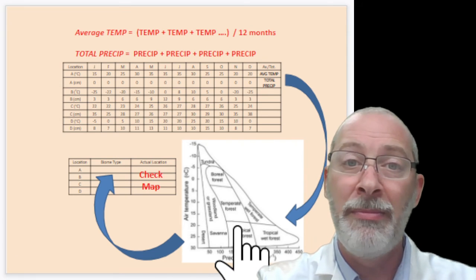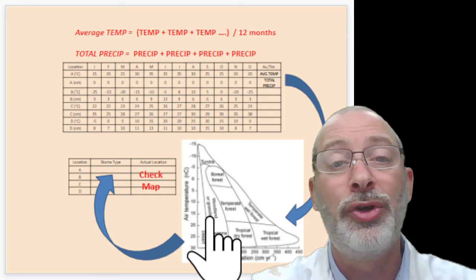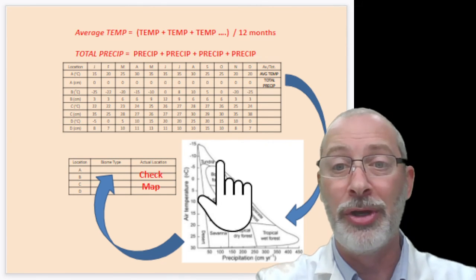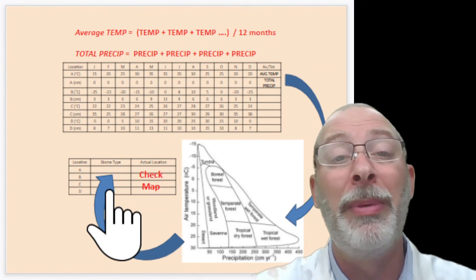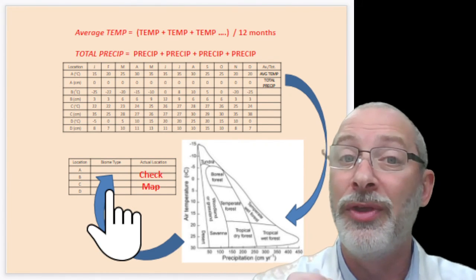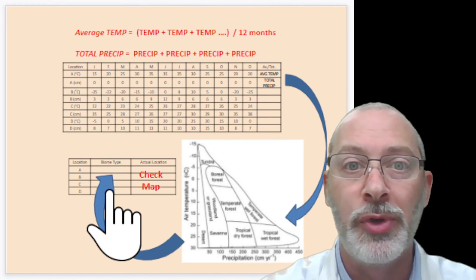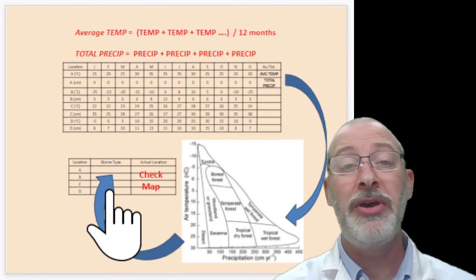Use those two numbers on the x and the y axis on your graph to determine what that temperature and precipitation indicates in terms of a biome, and then use that information to help identify what biome those four cities are located in. And that's basically all you have to do.